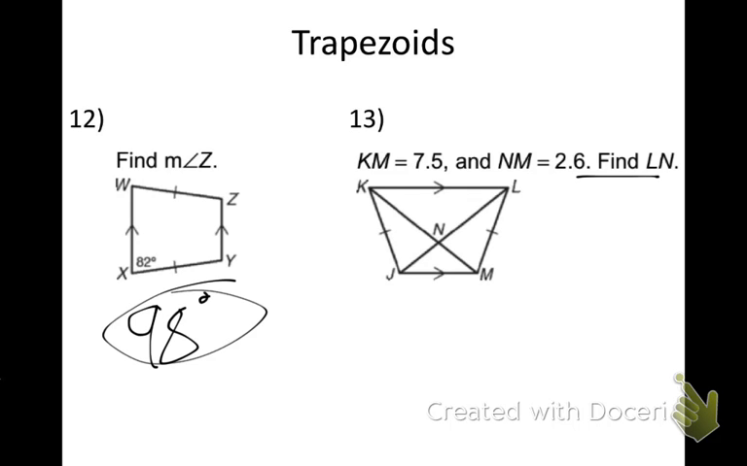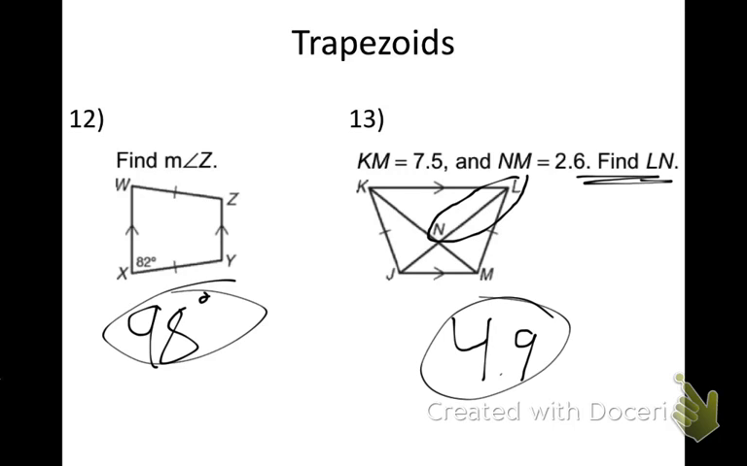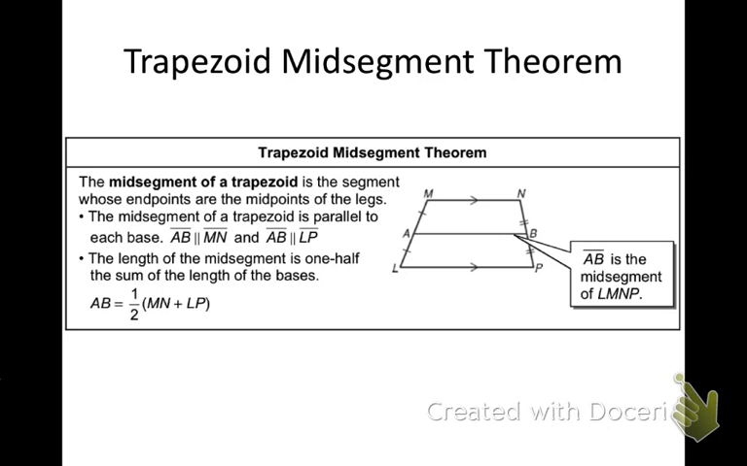The distance for LN, I want to find this distance right here. What's that distance going to be, Anna? 4.9. Nice job. How'd you get that? You just subtracted 7.5. Good work. All right, last thing we're going to talk about today is the trapezoid midsegment theorem.